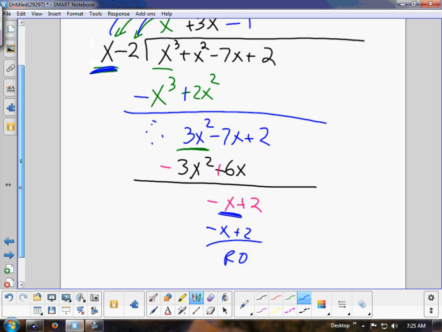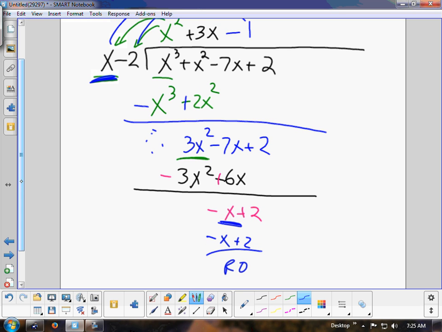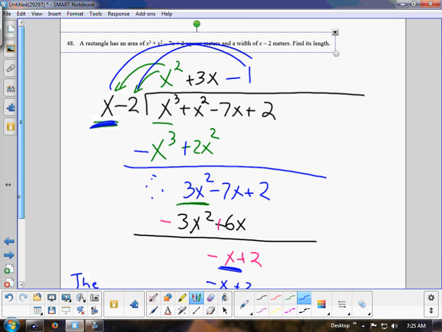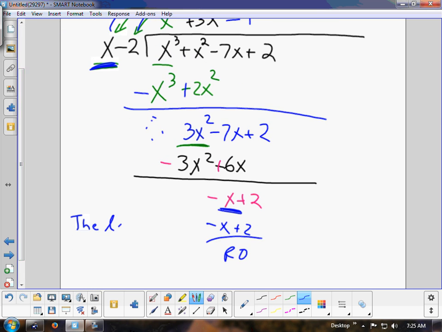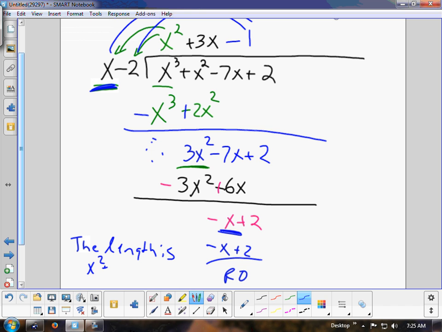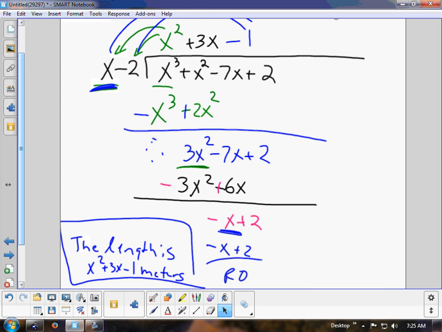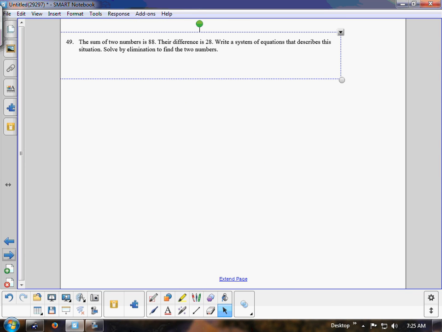So now be careful, label your answer here. It's asking for the side, or the length. The length is, let me go back to our answer, x squared plus 3x minus 1 meters. In order to get full credit, please write out your answers. Moving on to the next question.